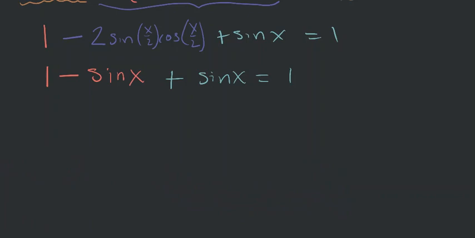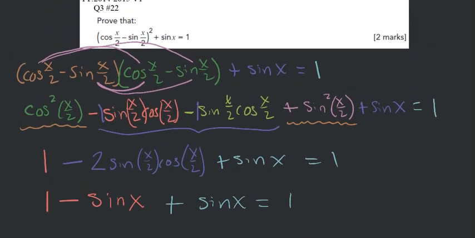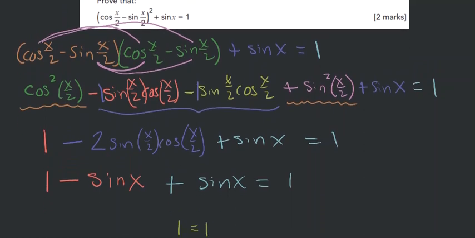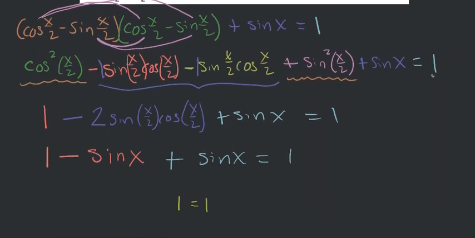And so what does that leave us with at this point? Well, here we have 1 minus sine plus sine, which means these two are going to cancel out, and so we have 1 equaling 1. So that's how you prove, going back up here to the top, that that original expression is equal to 1.